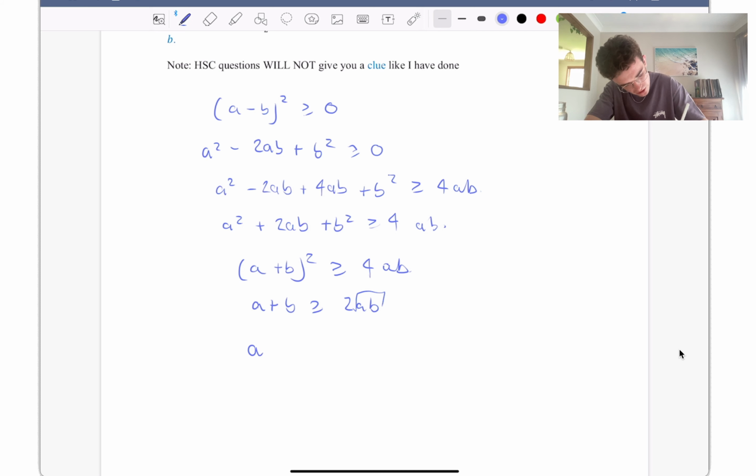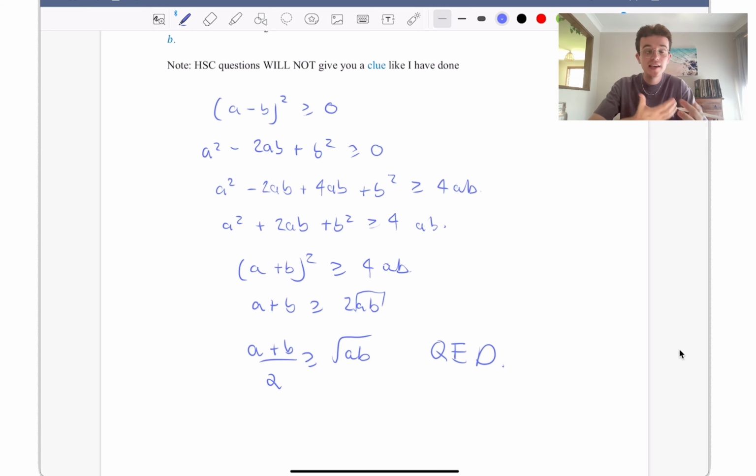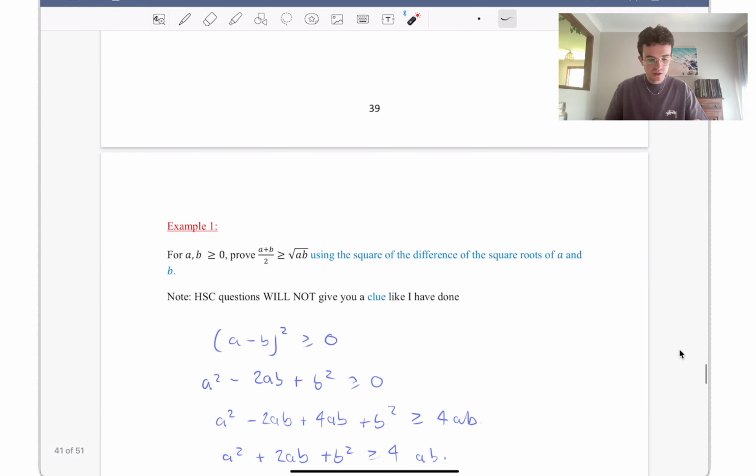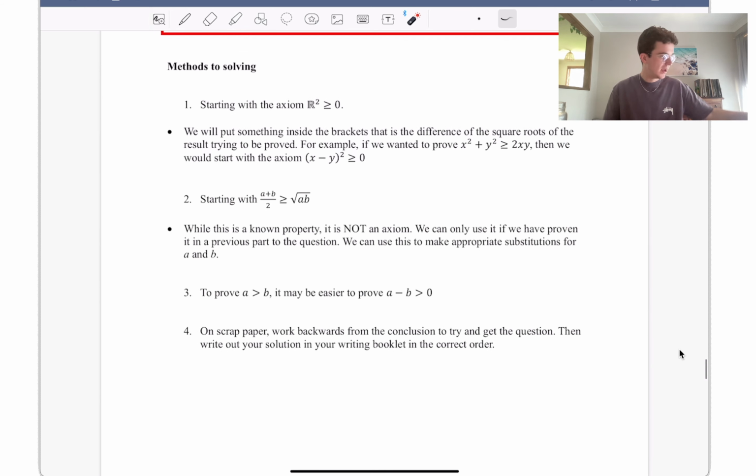And therefore, dividing by 2, nice and easy. Again, it looks hard, but if you start with this axiom, then it's relatively straightforward. Okay, now, we talked about there's 4 methods here. So starting with greater than 0, starting with this thing here, proving with this, or a scrap piece of paper.